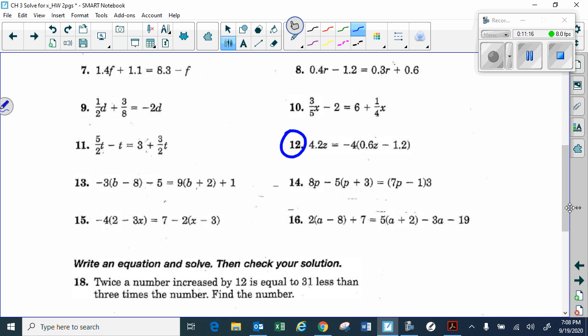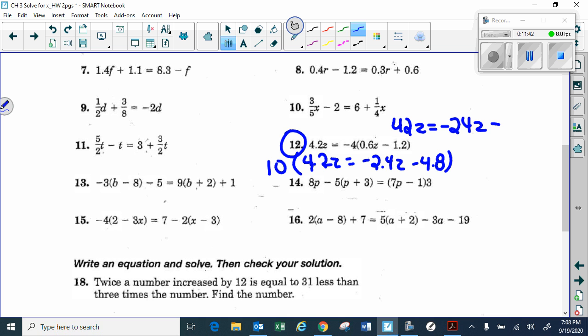I multiply by 10. So I have 4.2z equals -2.4z minus 4.8. Okay, notice they all have decimals in them. I'm going to multiply the whole thing by 10. I move the decimal one to the right, right? So now I have 42z equals -24z minus 48. Okay, now I'm back to all integers. Remember, I take the smaller integer over to the bigger integer side. So I'm going to add 24z across, which gives me 66z equals -48.